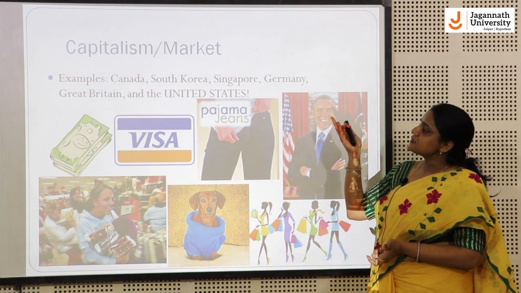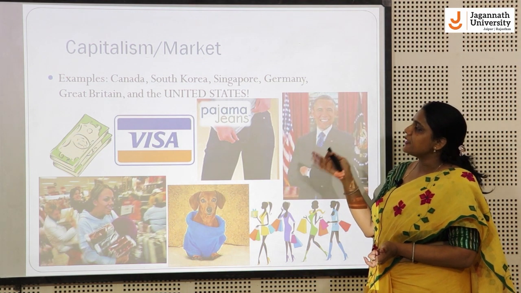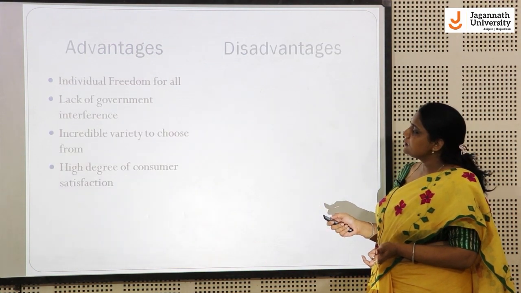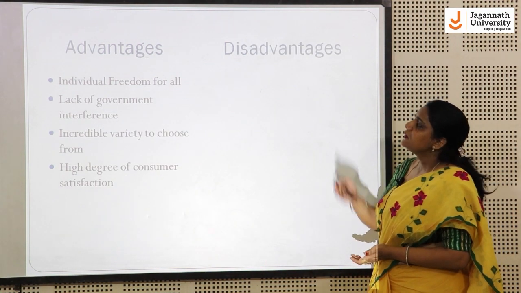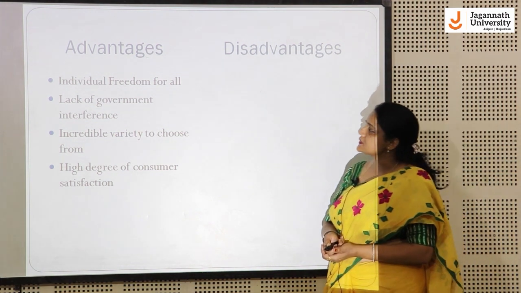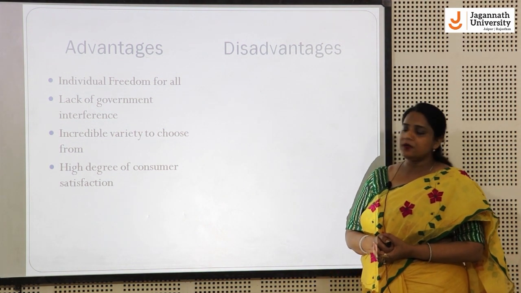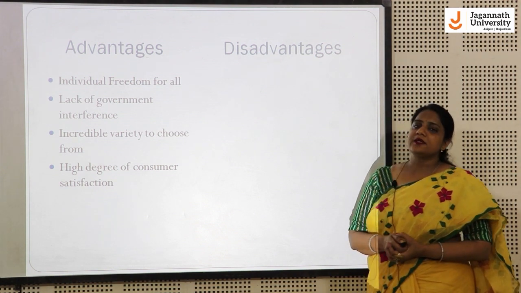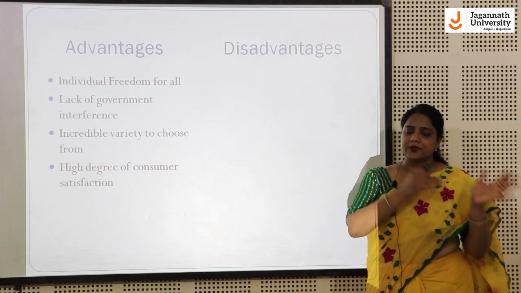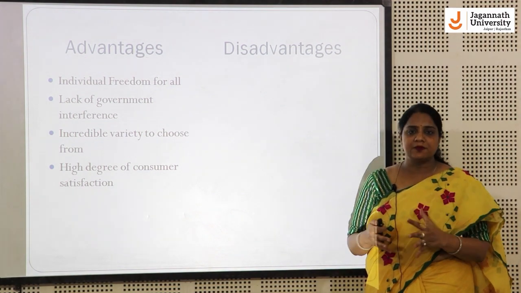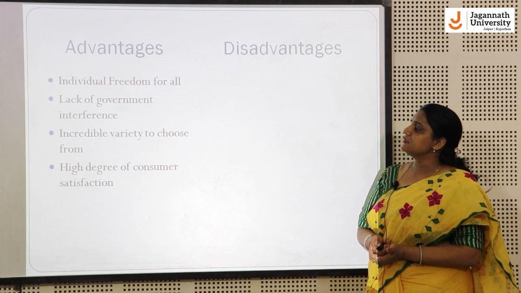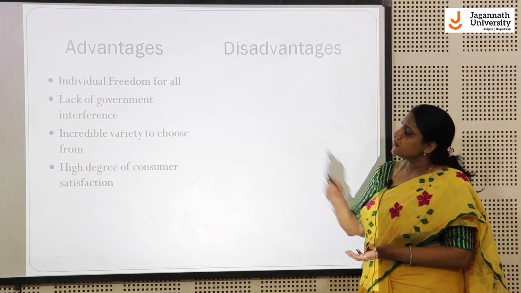The capitalist market system exists in the United States of America, Canada, South Korea, Singapore, Germany, Great Britain. These are all capitalist economic systems. The advantages of a capitalist economic system are that there is freedom for all, individual freedom to consume and produce goods and services. Government interference in the utilization of economic resources is minimum, so there is a lack or minimum of government interference in the production processes.